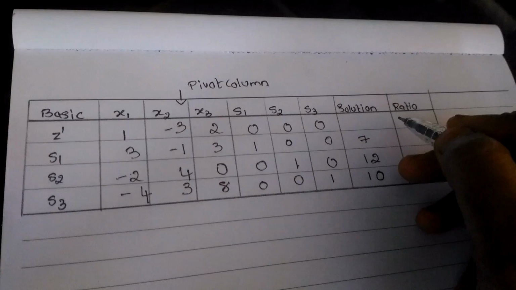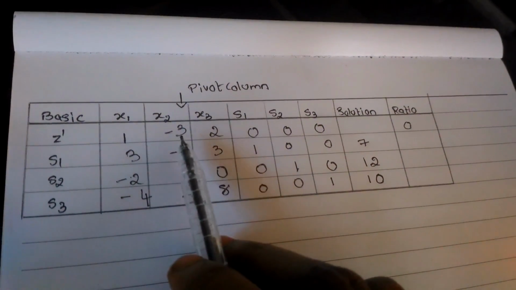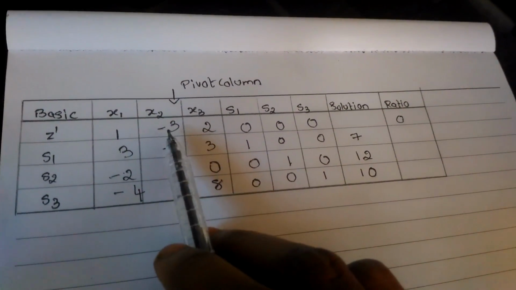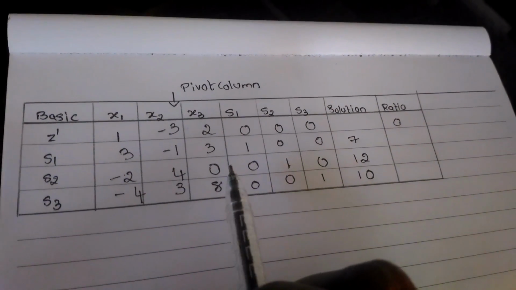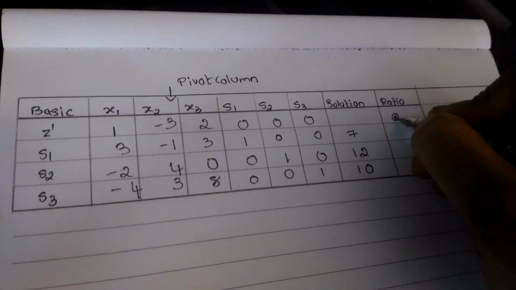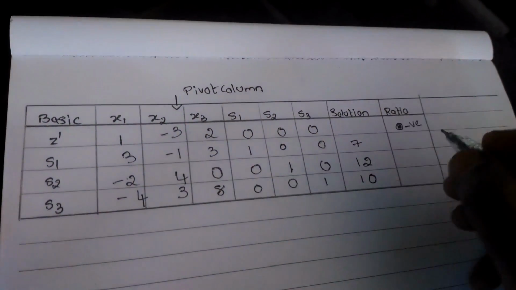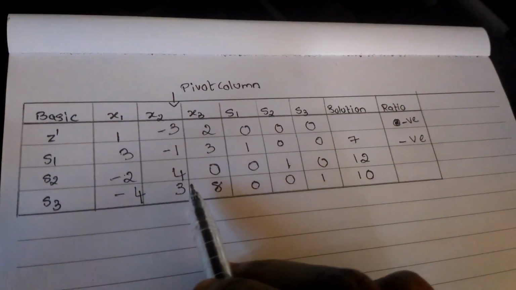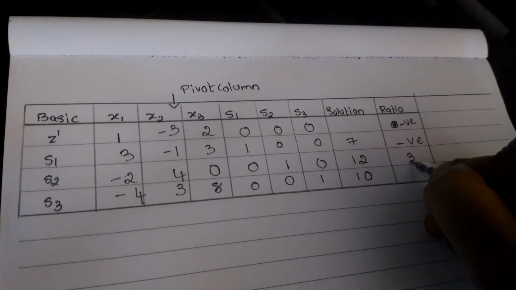This will obviously be 0. And one more thing, we never have to consider the values which have negative signs. The values coming up with negative signs will not be considered for identifying the pivot row. Let me mention negative here, and even S1 has a negative sign, so let me mention it to be negative. And for this, 12 divided by 4, the answer would be 3.